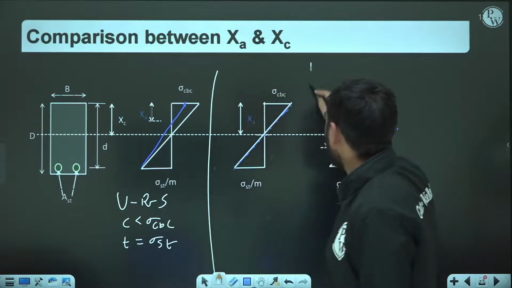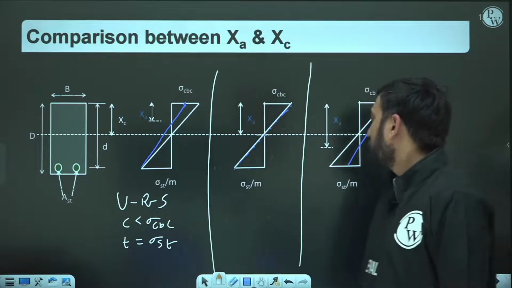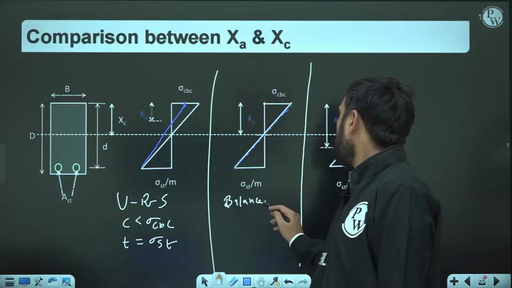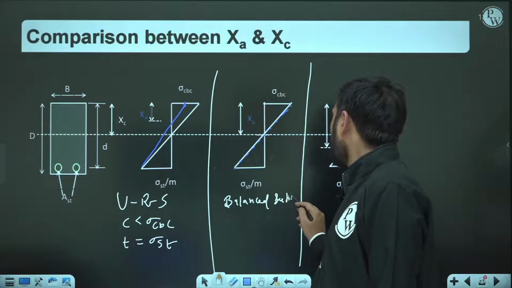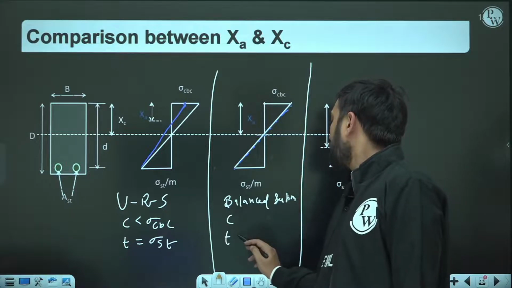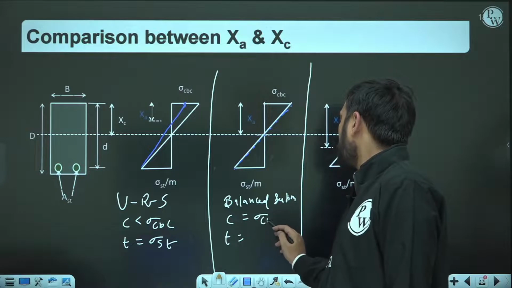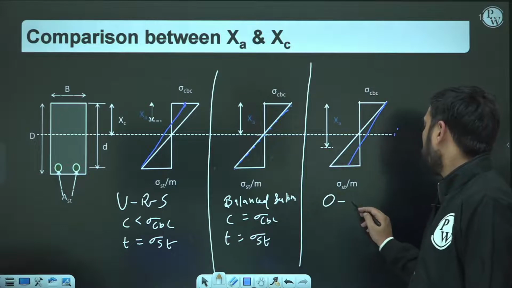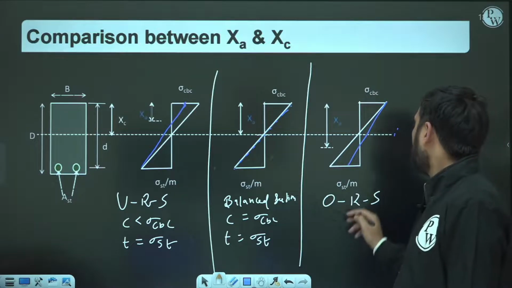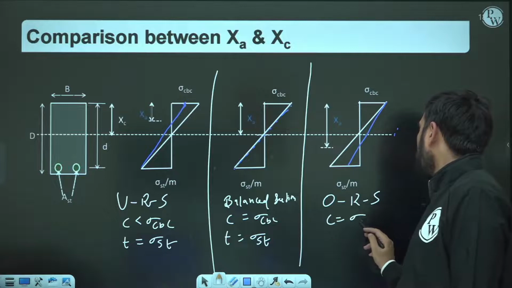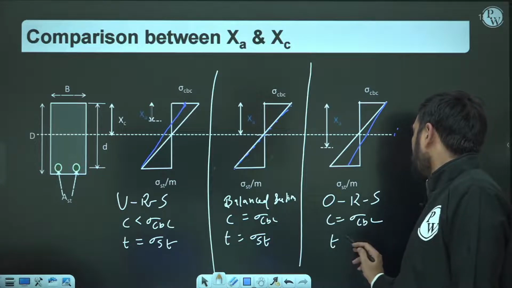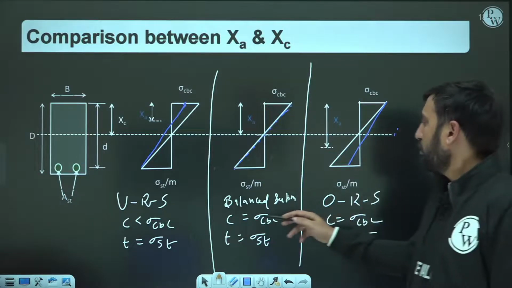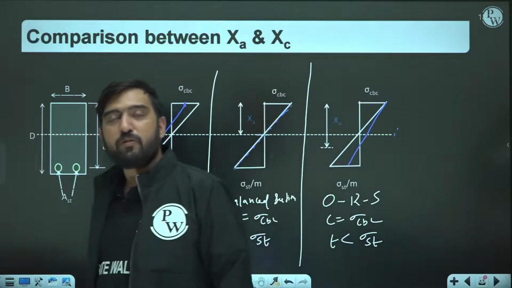Another section is known as the balanced section, or critical section. In the balanced section, both steel and concrete are going to reach their permissible limits simultaneously. And third is over reinforced section. In over reinforced section, concrete has reached its permissible limit, but there is still margin in steel.